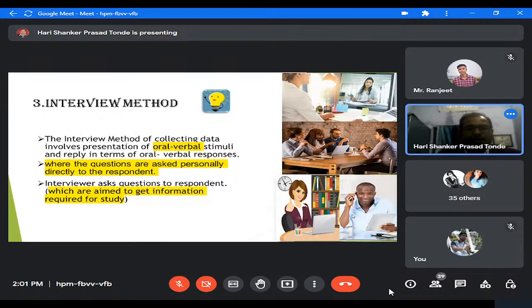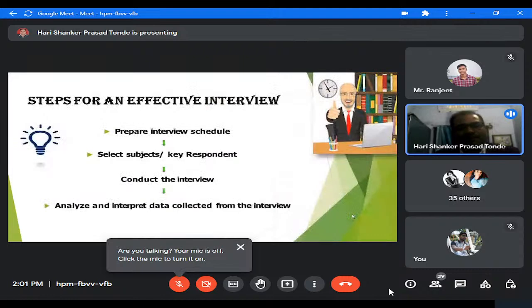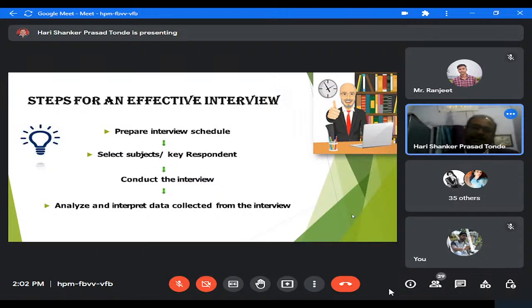Steps for an effective interview. What are the various steps for an interview? Prepare an interview schedule. You have to prepare a schedule for the interview. You have to mention your time, your date, and the goals you are considering for your research problem.